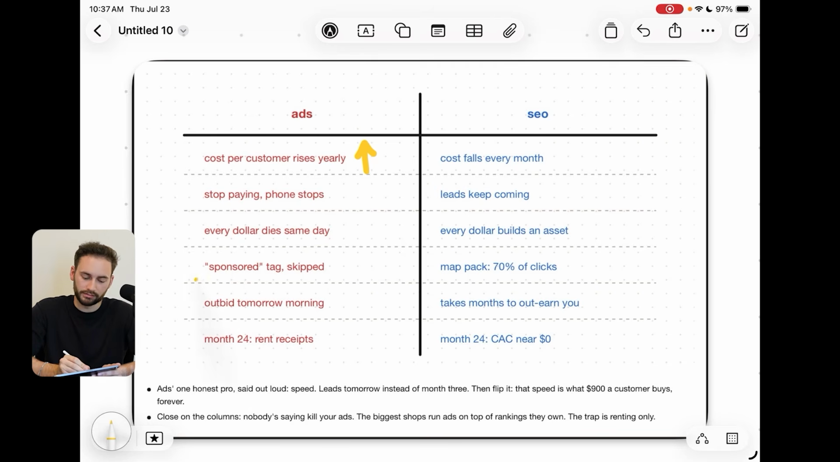The sponsor tag is also skipped on a lot of search results. Think about when you search for something and you see the sponsored results at the top, and you're like, oh, I'm going to skip past that. I don't want the ads. I want the people who are trusted, who show up first.